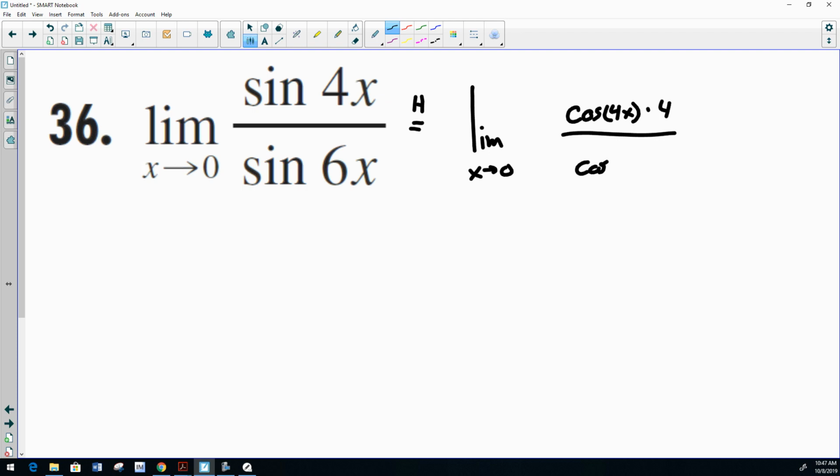I know, right? 4, 6. So the 4 and 6 are from the chain rule. We know the derivative of sine, but we don't know the derivative of sine 4x, so you have to use the chain rule there. So this part of the homework will have the chain rule.